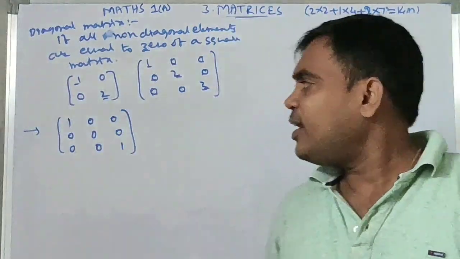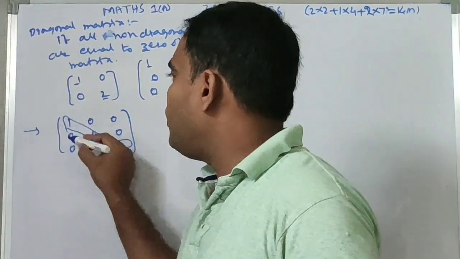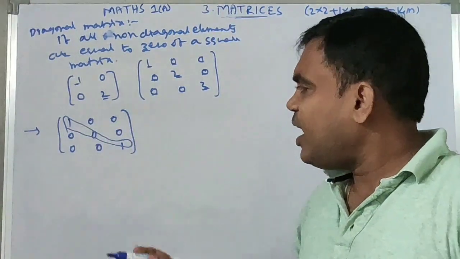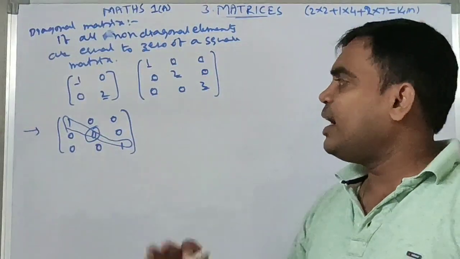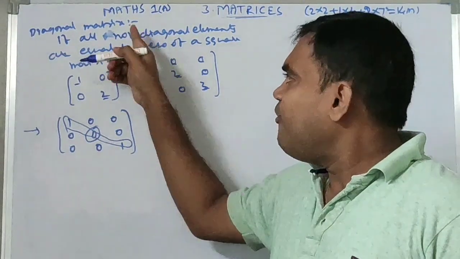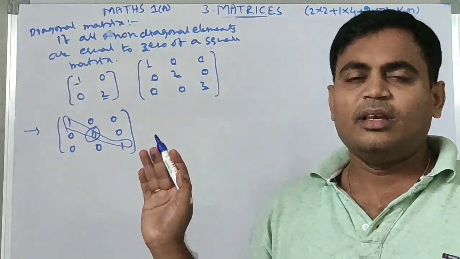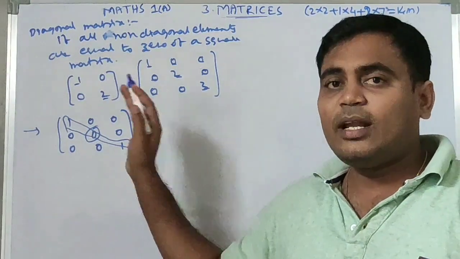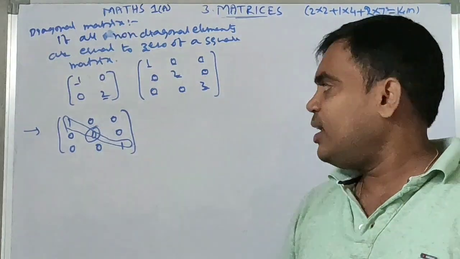So here, now what are the diagonal elements? 1, 0, 1, 0, 1. So non-diagonals are 0, but we are having doubt. This is 0. Whether it is a diagonal matrix or not. If we observe the definition, the non-diagonal elements should be 0. Whatever the diagonal elements are, whether they are 0 or not, it is not a matter. So the non-diagonal elements should be equal to 0. Then definitely it is a diagonal matrix.